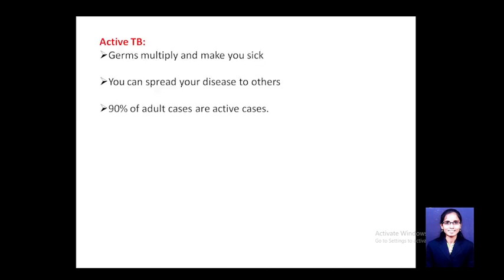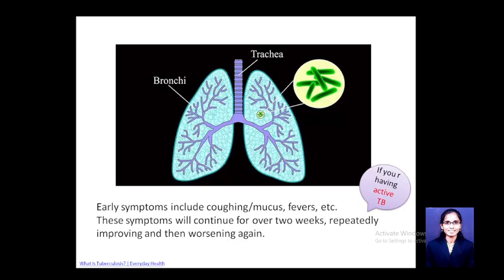Now, if we are suffering from active TB, then whatever germs are in our body will multiply rapidly, and such a patient can spread the disease to others. So 90% of adult cases nowadays are active cases of TB. These are the tubercles which are formed in the respiratory passage, especially in the lungs. The main early symptoms of this disease are coughing up mucus and fever. If such symptoms continue for 2 to 3 weeks, you have to consult a doctor to check whether you are suffering from TB or not.